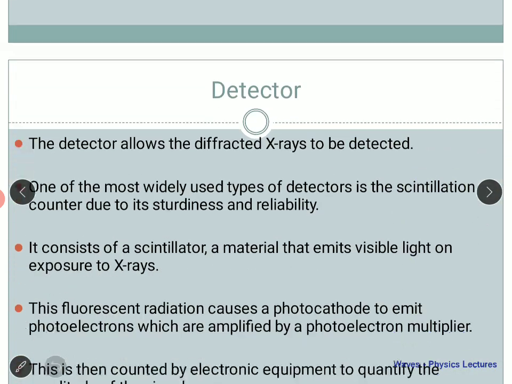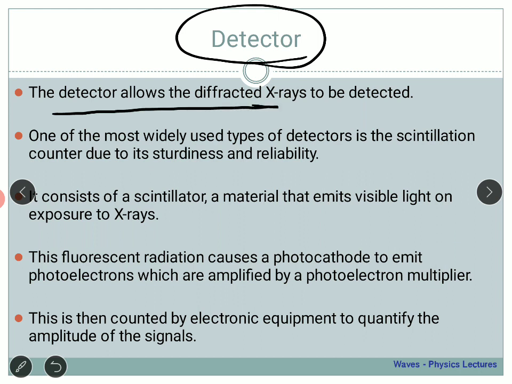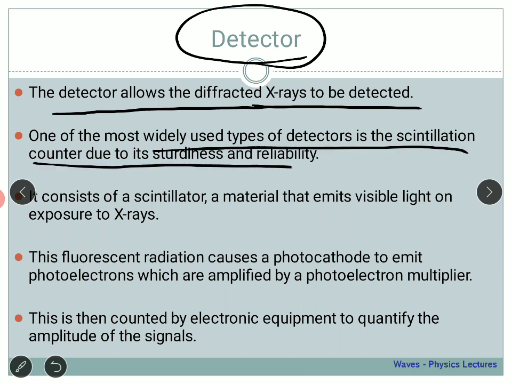Next, we are going to look into the detector, which is the final part. The X-rays which are diffracted from the sample will be the intake to the detector. That means the X-rays will actually be detected by the detector. One of the most widely used detectors is the scintillation counter, due to its sturdiness and reliability. Please study the scintillation counter again.